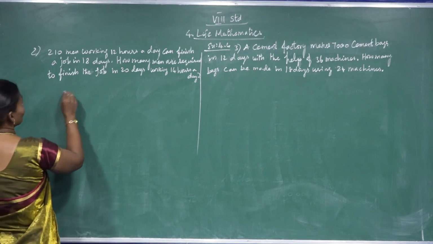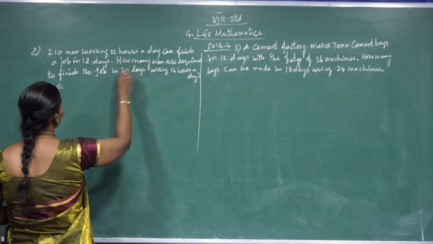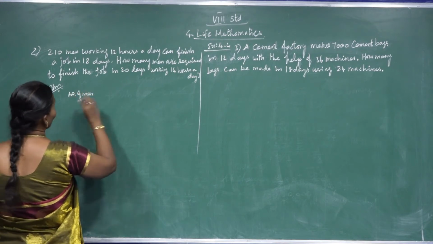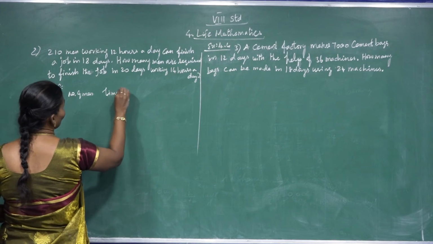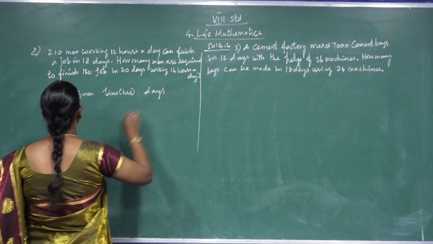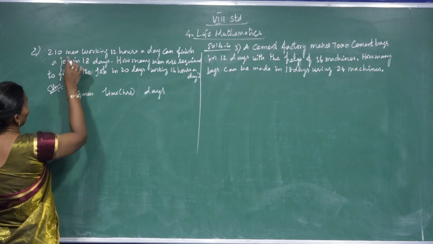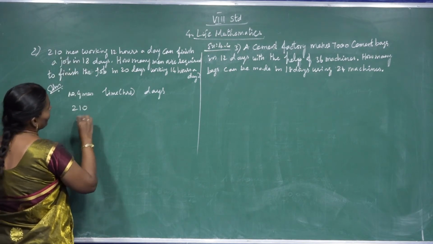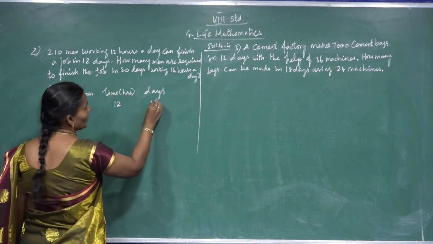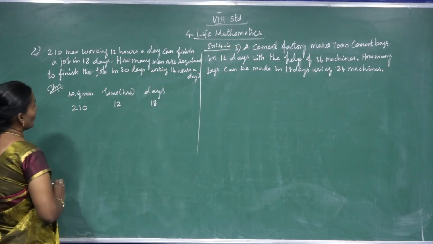So here, what are the quantities? Number of men, time given in hours, and number of days. I mentioned these three. Here, how many men? 210. How many hours? 12 hours. Can finish the job in how many days? 18 days.